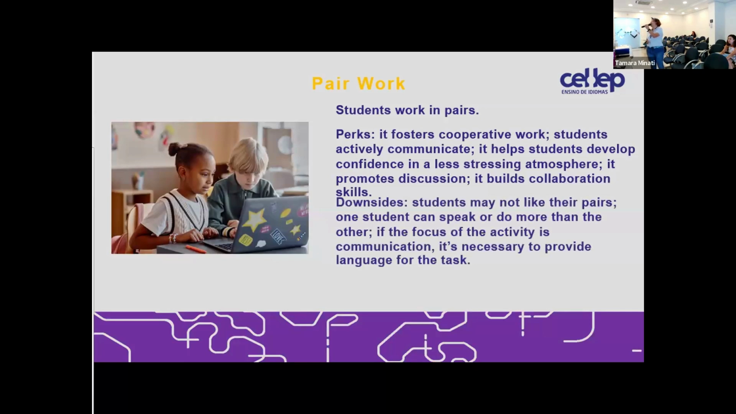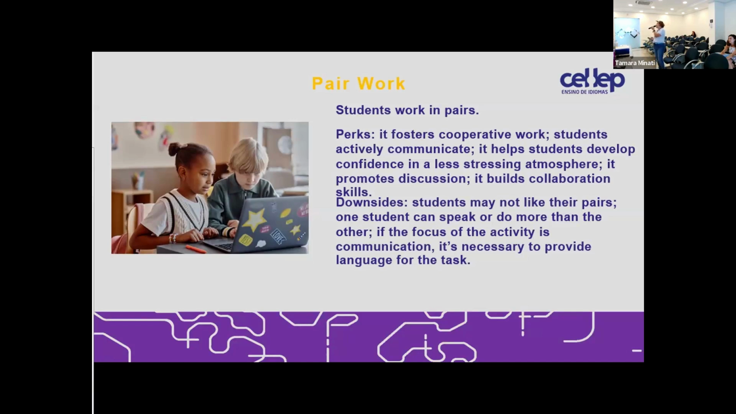The downsides. Students may not like their pairs, as the girls mentioned here, and I believe that some of you have thought about it. Maybe one student doesn't like the other, but again, this is life. We are going to face a moment or another in which we are working or studying with someone that we don't like, and we are going to need to talk to this person. We will have to collaborate with them. So it's our role to help students see that.